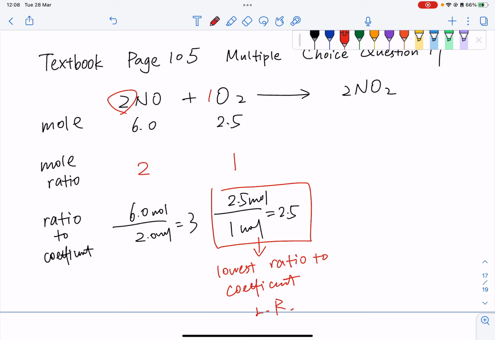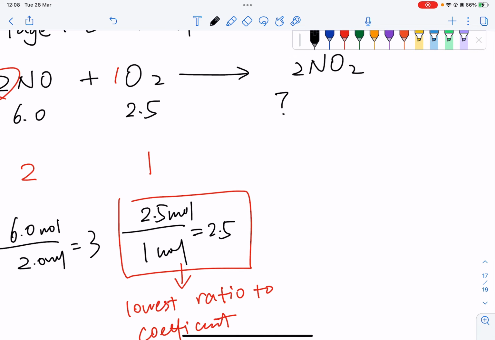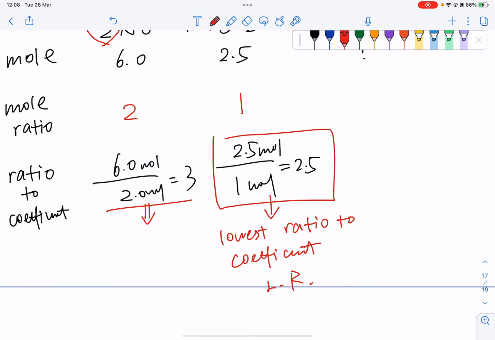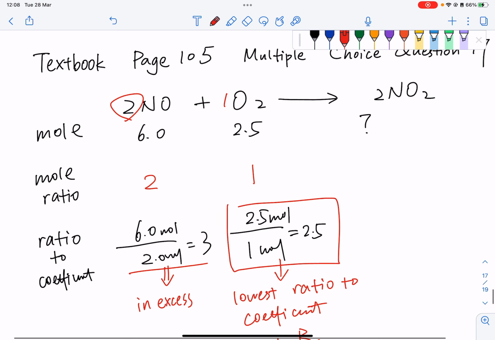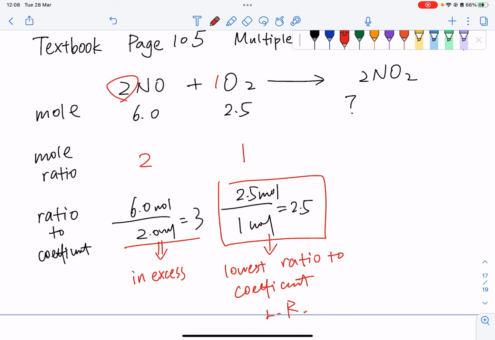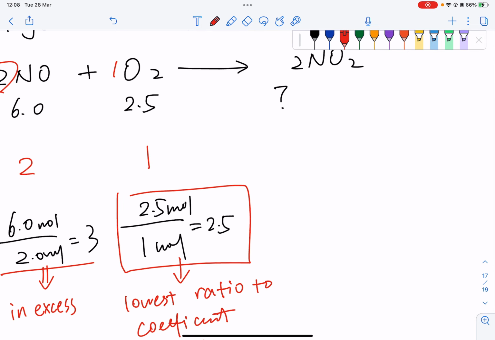What is the question asking about? How many moles of nitrogen dioxide? I'll put a question mark here. So if we calculate the nitrogen dioxide, we have to go to the limiting reagent, right? Because the one on the left was in excess, and we shouldn't use it during the reaction, as some of it probably won't react. There will still be some remaining during the reaction. So we will take the limiting reagent here.